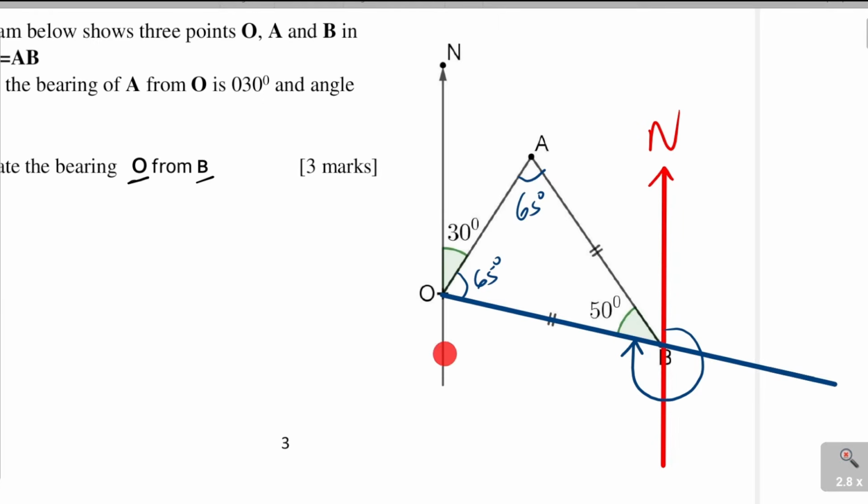Looking at this line, it is parallel to this line that I've drawn here. And then this one is a transversal. So this angle, 30 and 65, that is 95, is equivalent to this angle that is here. So this angle is 30 plus 65. It is 95. So the whole of this angle is corresponding to this angle that is here.